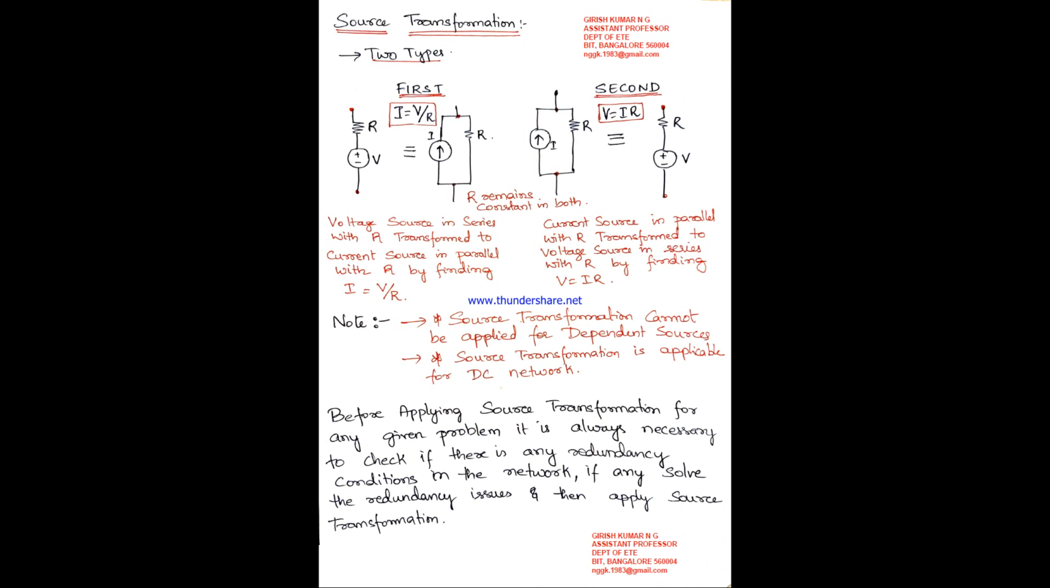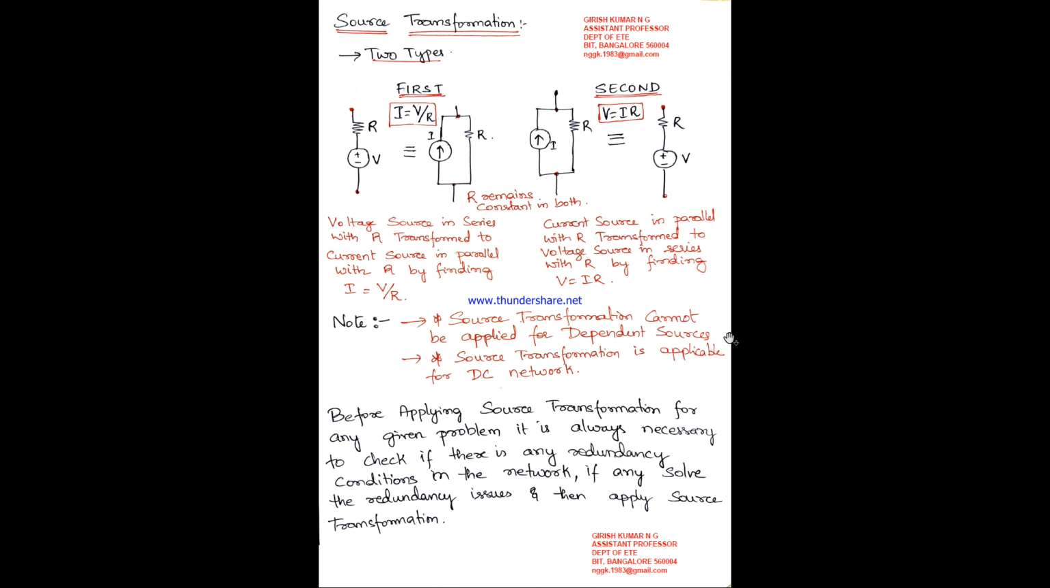Okay, so these two points are very important. You cannot apply source transformation for an AC network. It can be applicable only for DC networks where the network is purely resistive in nature. And the second thing is, source transformation can be applied only for independent sources but cannot be applied for dependent sources.